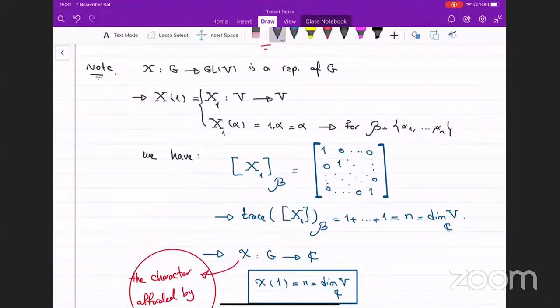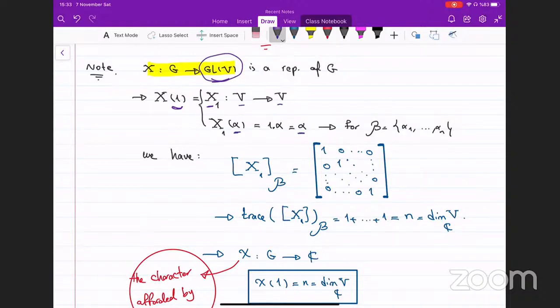Look at this one. Whenever you have a representation like this homomorphism that we have from G to GL(V), it is a homomorphism. It means it sends the identity element to the identity element here. So X of 1, which I denoted by X index 1, must be the identity linear operator on V. So it is from V to V. It sends any alpha to alpha itself.